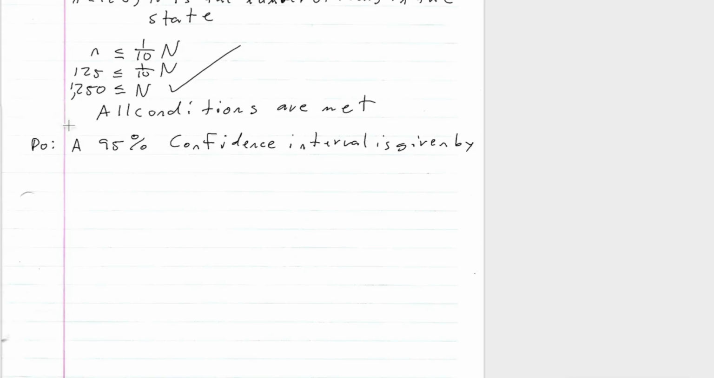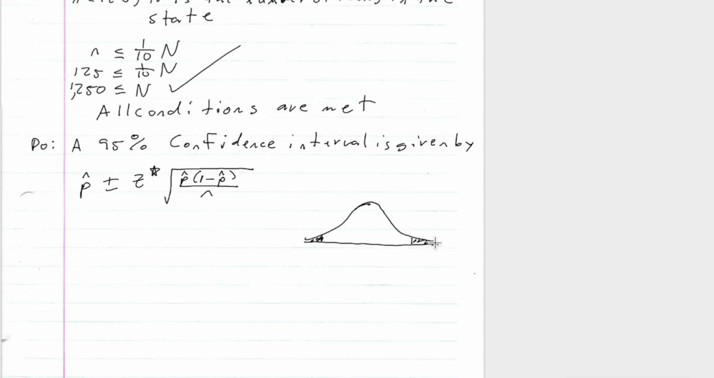So now let's do a 95% confidence interval. Remember, this was p hat plus or minus z star times the square root of p hat times 1 minus p hat all over n. And now let's find our critical value. This is a 95% confidence interval, so here's our little picture. We want this area here and this area here, where this is 0.025 and this is 0.025, because it's 1 minus 0.95 over 2, which is 0.025.